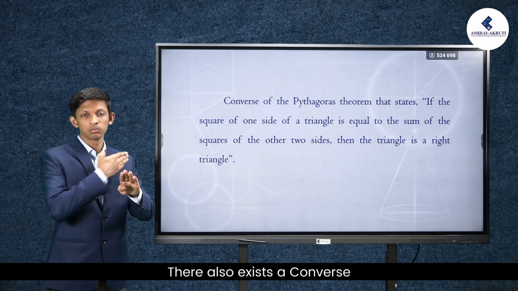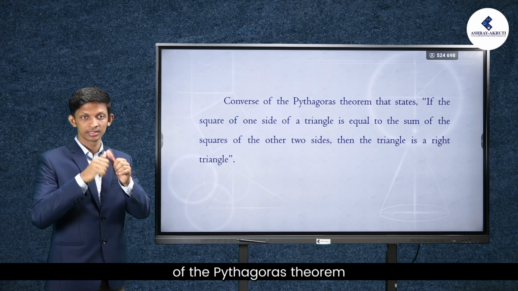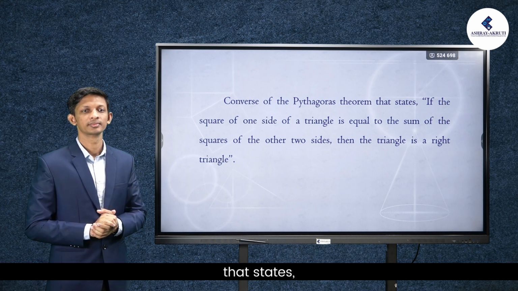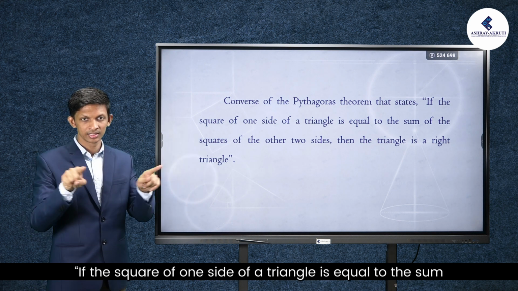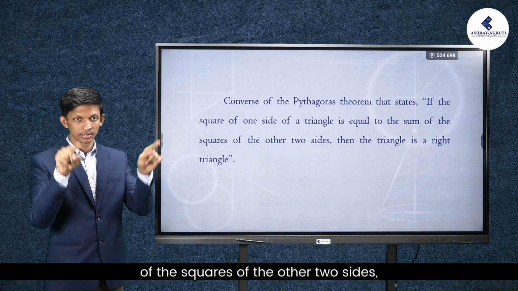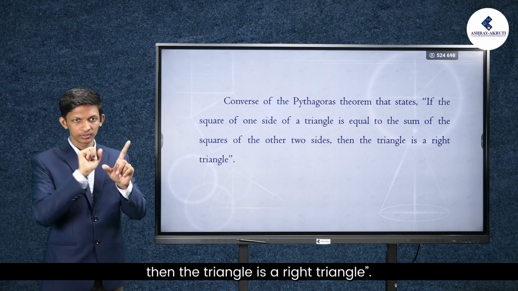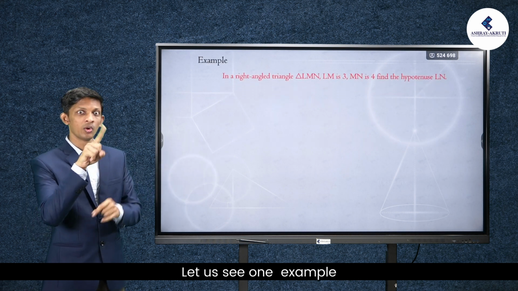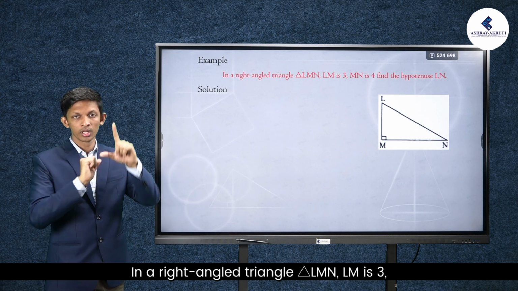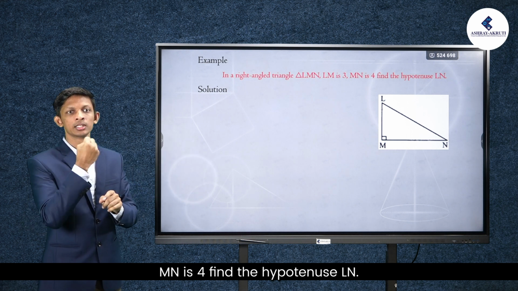There also exists a converse of the Pythagoras theorem that states if the square of one side of a triangle is equal to the sum of the squares of the other two sides, then the triangle is a right triangle. Let us see one example. In a right angle triangle LMN, LM is 3, MN is 4, find the hypotenuse LN.